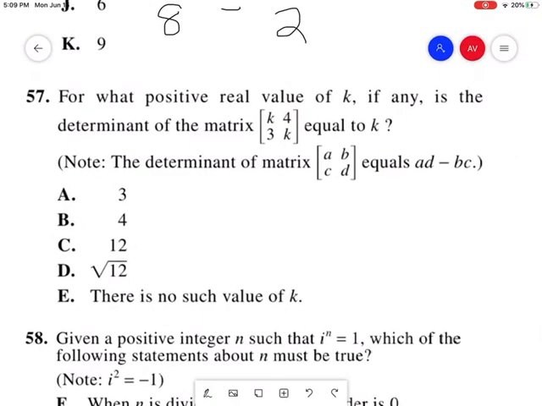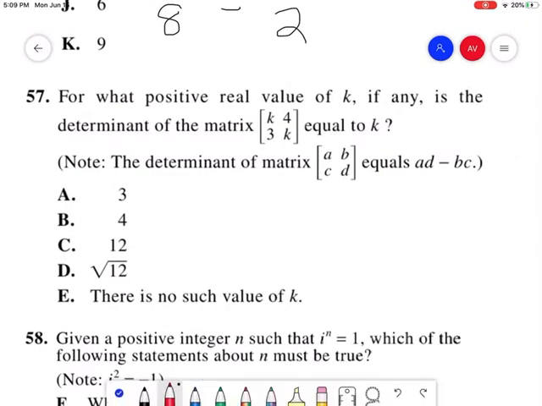Our next problem says, for what positive real value of k, if any, is the determinant of the matrix k 4, 3 k equal to k? Note, the determinant of matrix a b c d equals ad minus bc. And so the way to approach this problem is to first figure out the determinant for this particular matrix here.